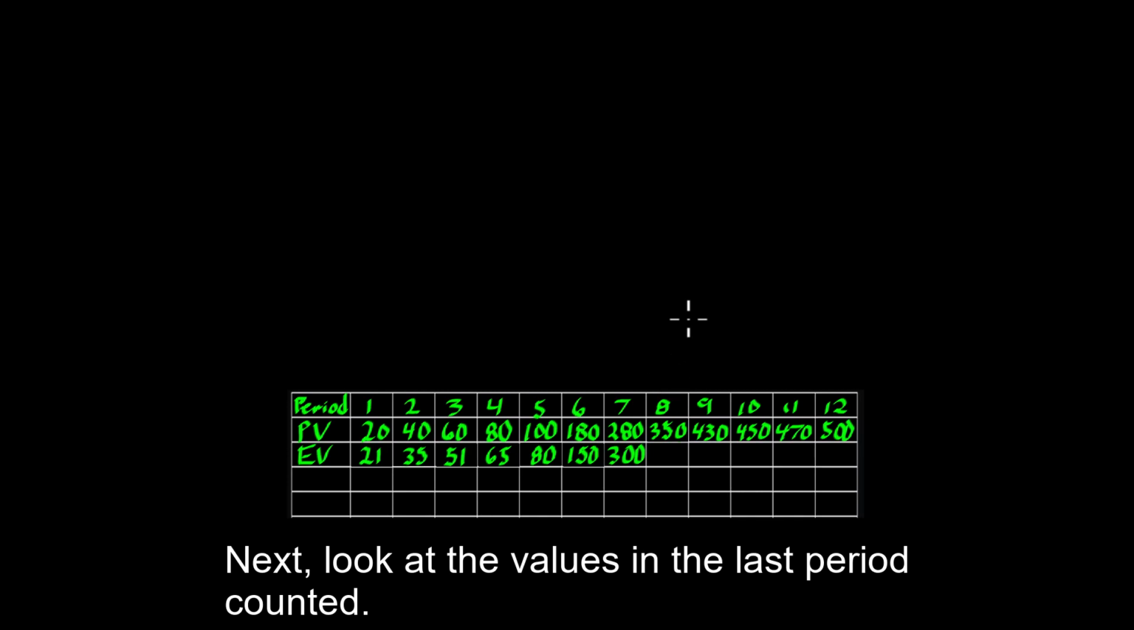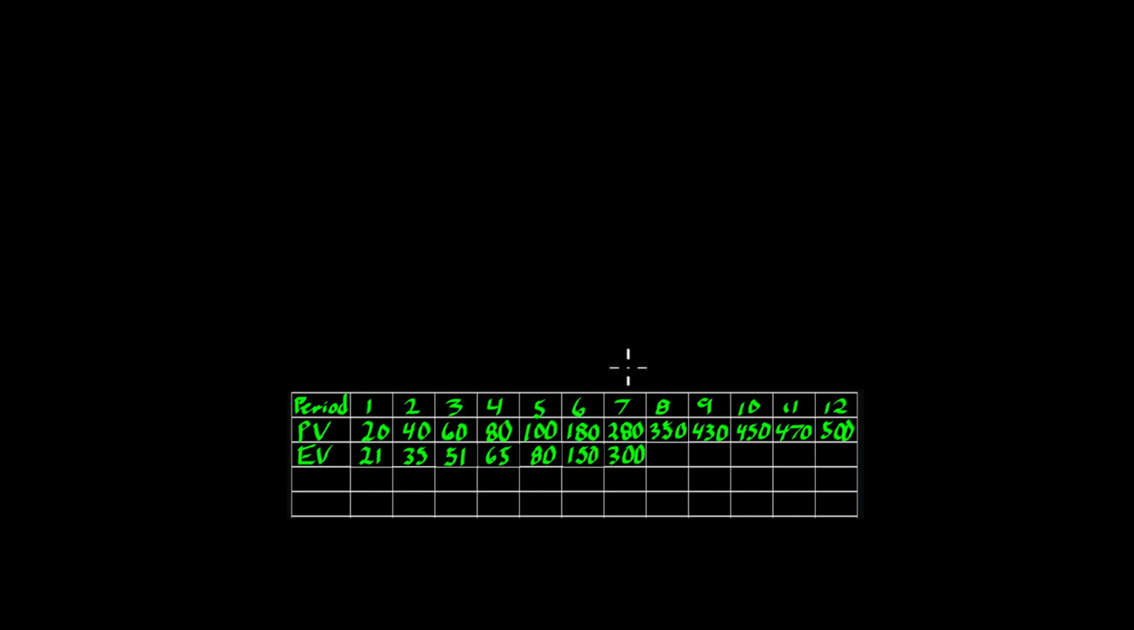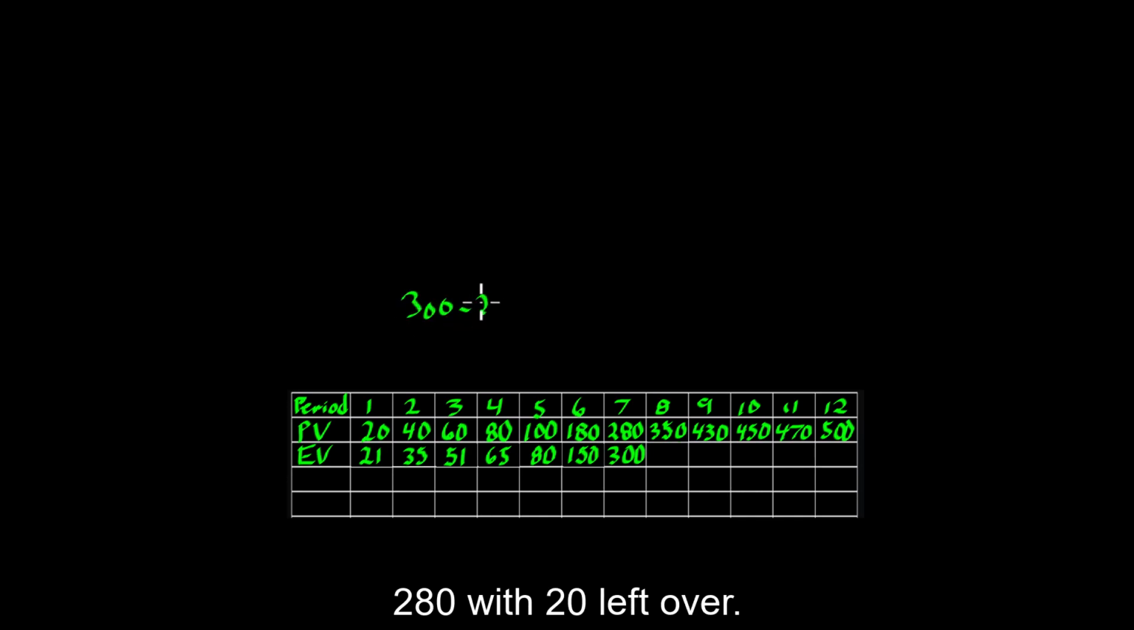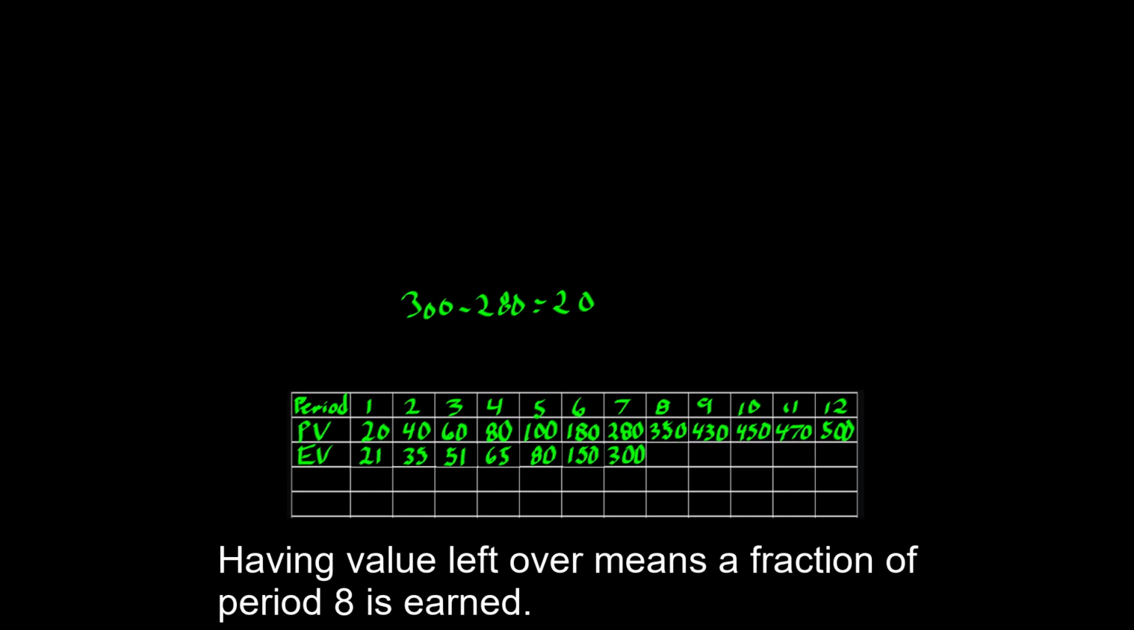Next, look at the values in the last period counted, that's period 7. Find the difference between the earned value and the planned value. That is 300 minus 280, with 20 left over. Having value left over means a fraction of period 8 is earned.